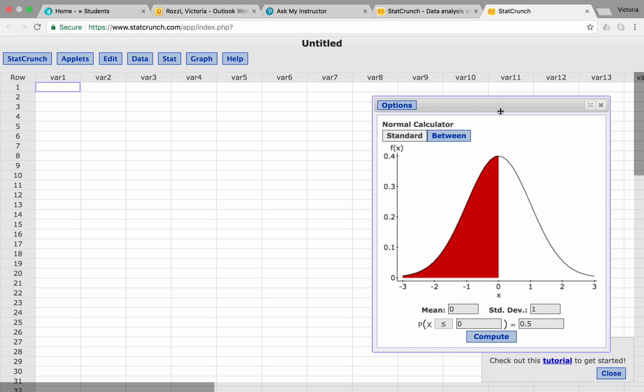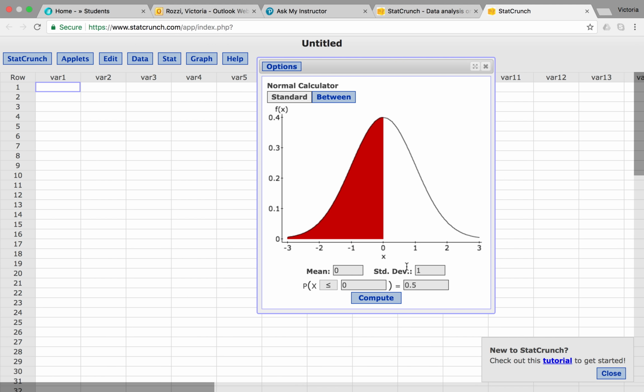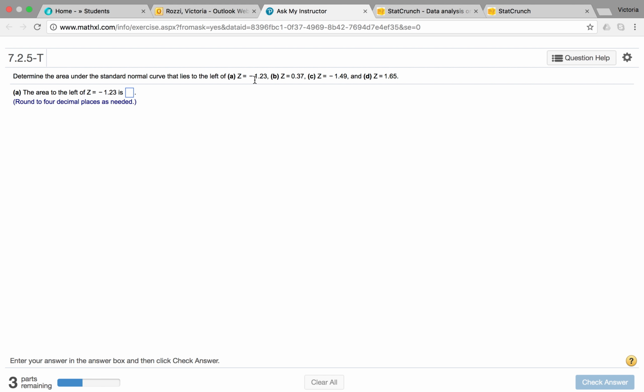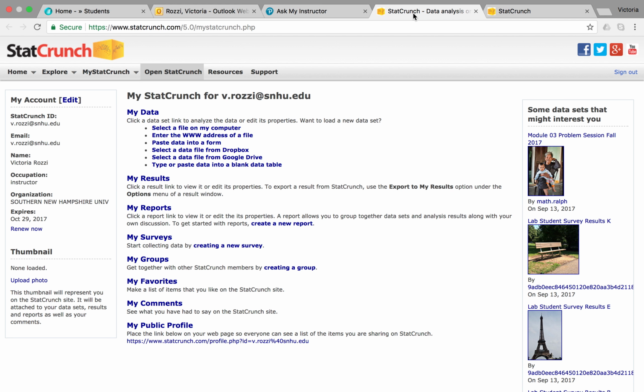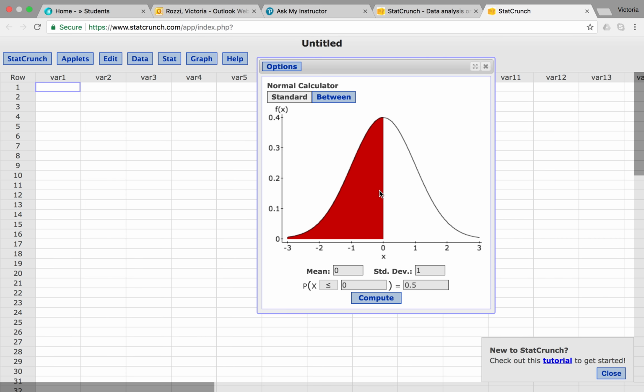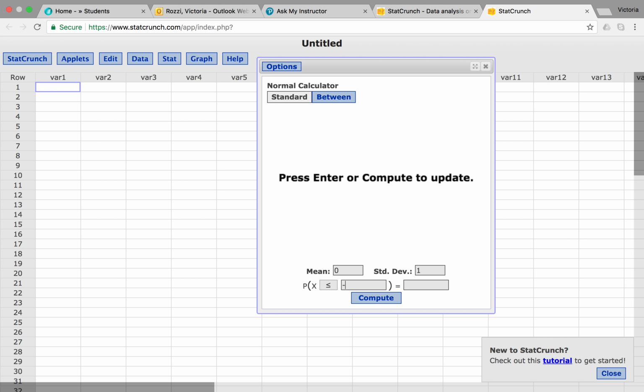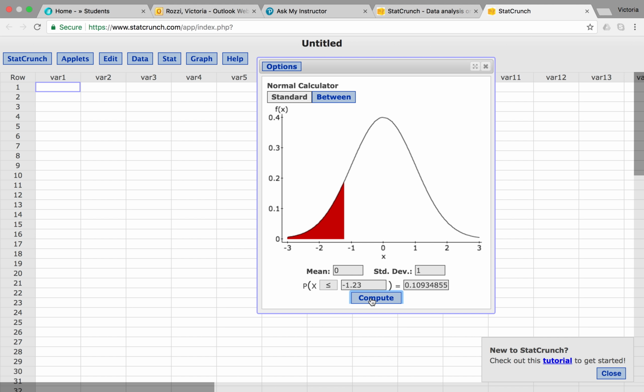As you can see, it brings me up this nice little picture here. So I want the probability that, in this first case, the left of z equals negative 1.23. Left is going to be less. So on this screen, I'm going to pick to the left of negative 1.23, and I'll click Compute. And if you look here, it gives me this area. It's also highlighted the area under the curve. And notice that when I'm doing z, my mean is 0 and my standard deviation is 1. That's standardizing the curve there.